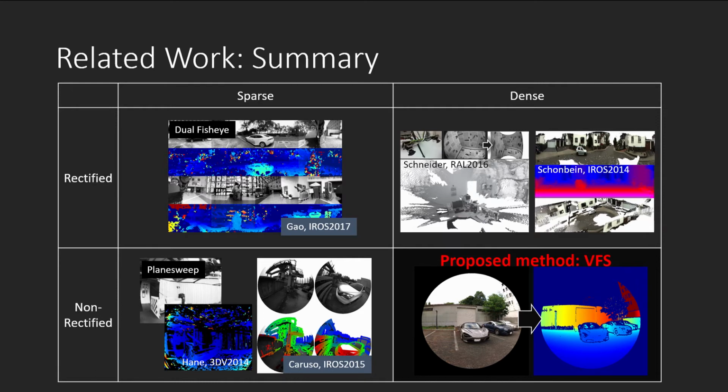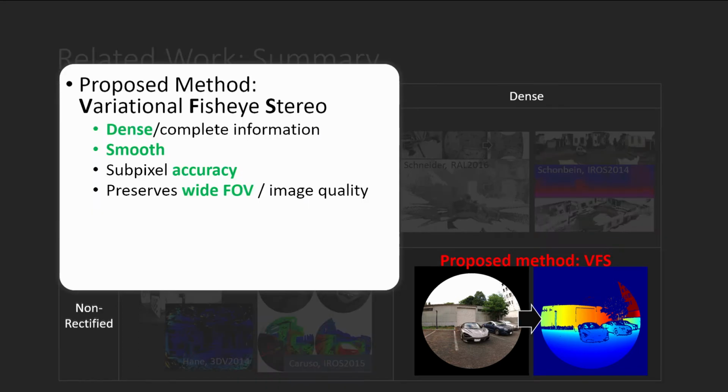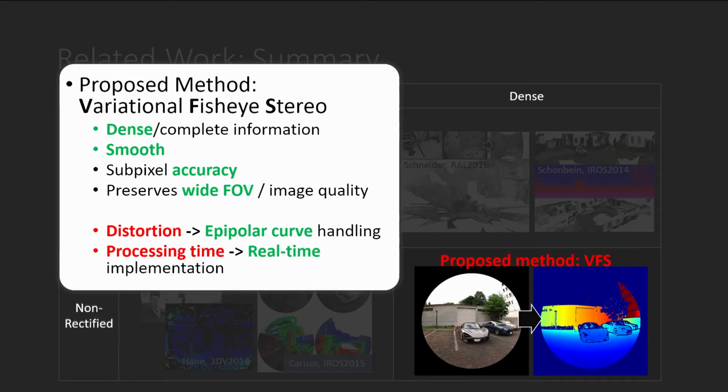Our proposed method called Variational Fisheye Stereo lies in the non-rectified and dense depth estimation category. We accumulate the advantages of both categories such as information density, smoothness, accuracy, and wide view and image quality preservation, while addressing the shortcomings such as distortion with our epipolar curve estimation and time consumption with our real-time implementation.